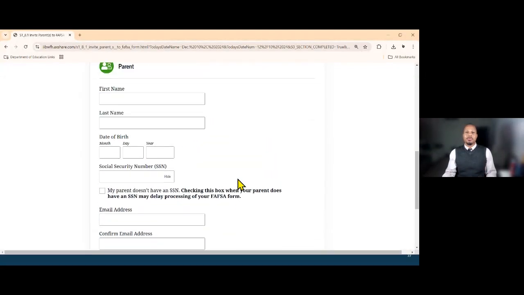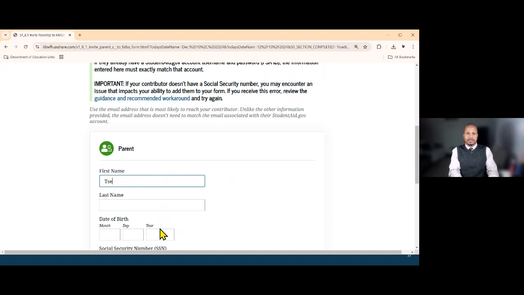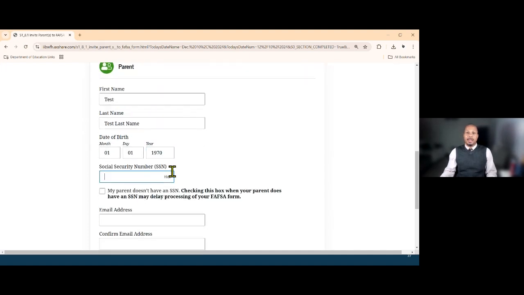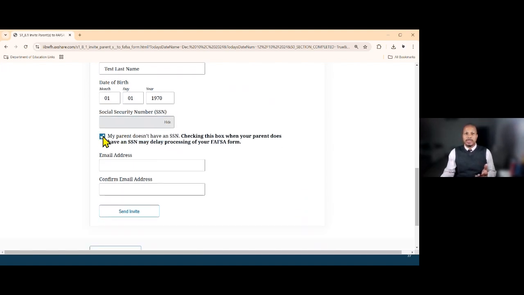And in this case, we have a parent here, and we're going to enter the parent's name. We're just going to make it Test, and Test last name. This person was born January 1st, 1970. And when you get to this section, if the parents do not have a social security number, we're just going to go ahead and click the box. In this case, we're going to say that they do have a social security number. But if they don't, then you just go ahead and click the box and it automatically grays out the field.